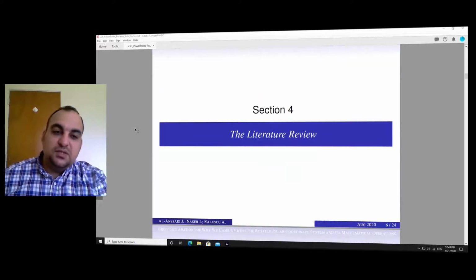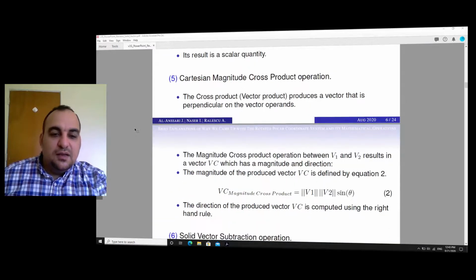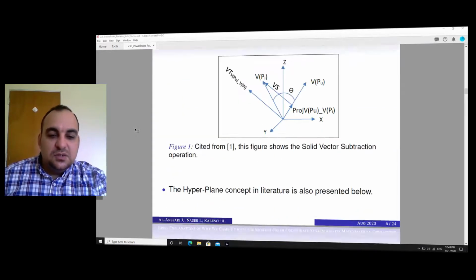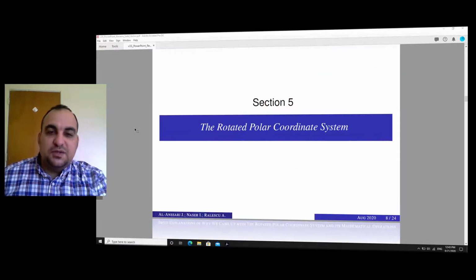So I'll skip the literature review because of the limited time of this presentation. That's only 10 minutes. So I'll go all the way to our proposed rotated polar coordinate system.